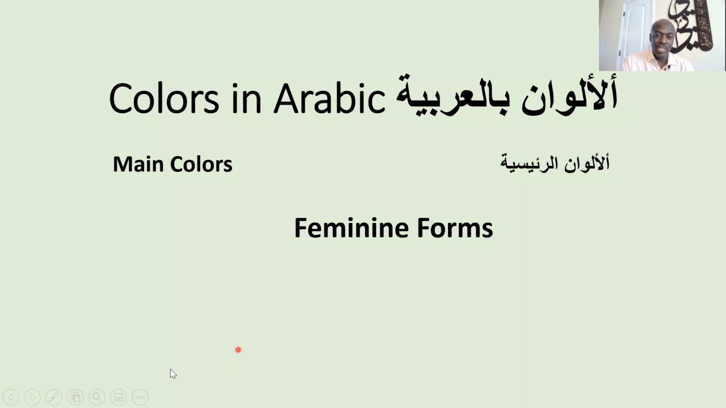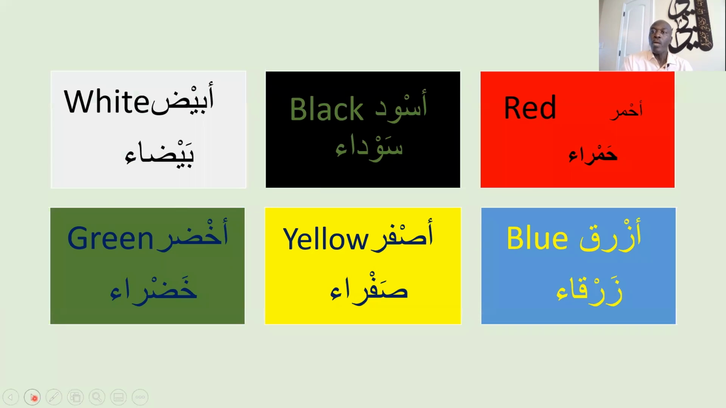So with that being said, let's look at the first set, which is the major colors in their feminine form. Ahmar, that is the masculine form in Arabic. We introduced it in the previous video, but I put it here just to make the relation or the association of its feminine form. Ahmar, that's the masculine. Hamra, that's the feminine form of the color red.